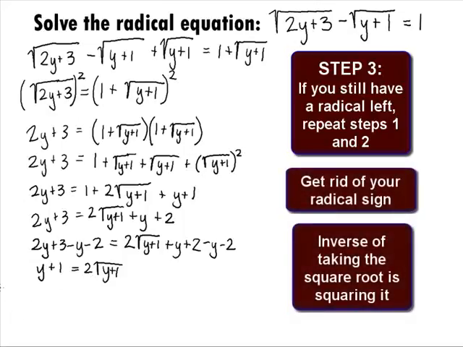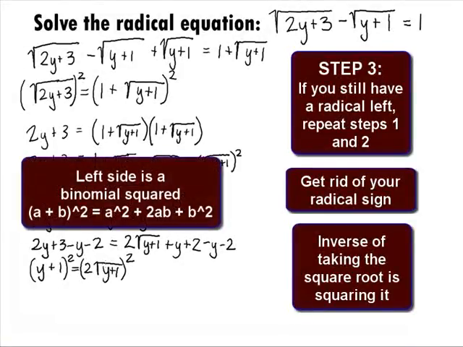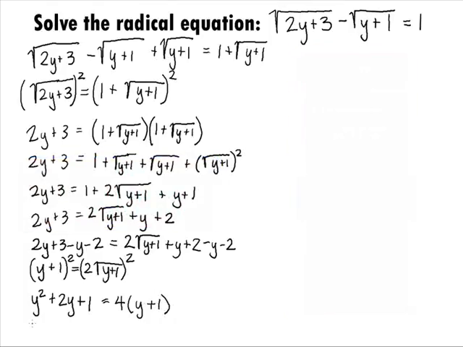Squaring both sides, we will get y plus 1 quantity squared equals 2 square root of y plus 1 squared. Again, we need to be careful that we square the left side as a binomial squared, which in general simplifies to be a plus b quantity squared equals a squared plus 2ab plus b squared. So the left side will be y squared plus 2y plus 1 equals, and on the right side we'll square the 2 to get 4 and square the square root to get y plus 1.